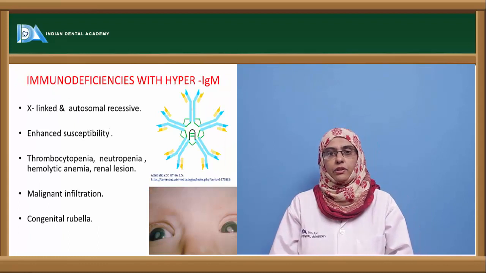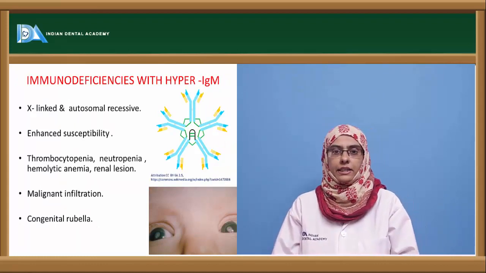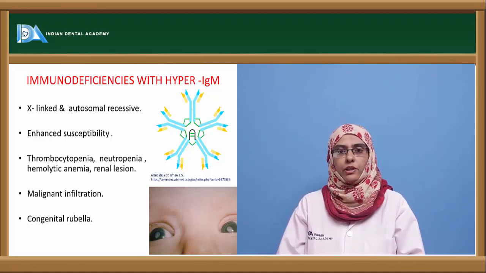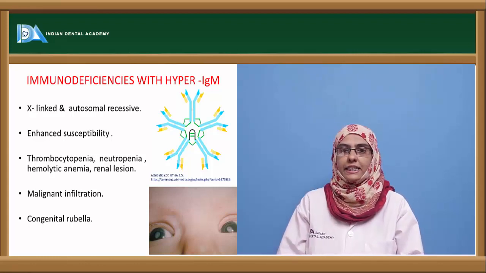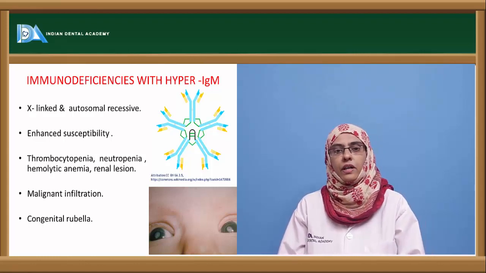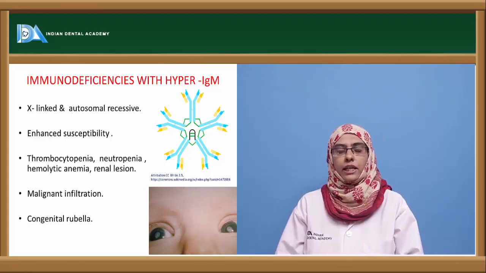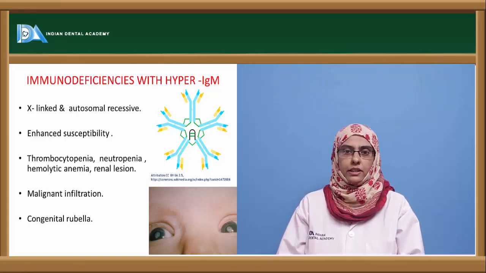Now next, coming to the immunodeficiency with hyper IgM. IgM is again a very important type of immunoglobulin molecule, and in these patients you can see an excessive production of IgM antibody, whereas the production of other immunoglobulins will be normal, and this is usually linked with X-linked and autosomal recessive disorder.